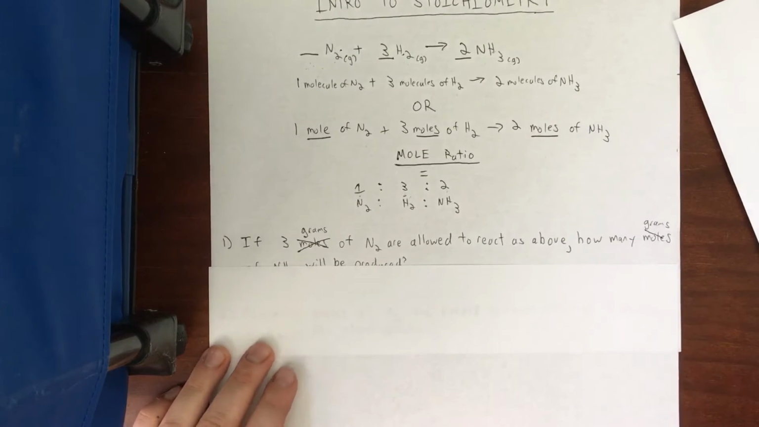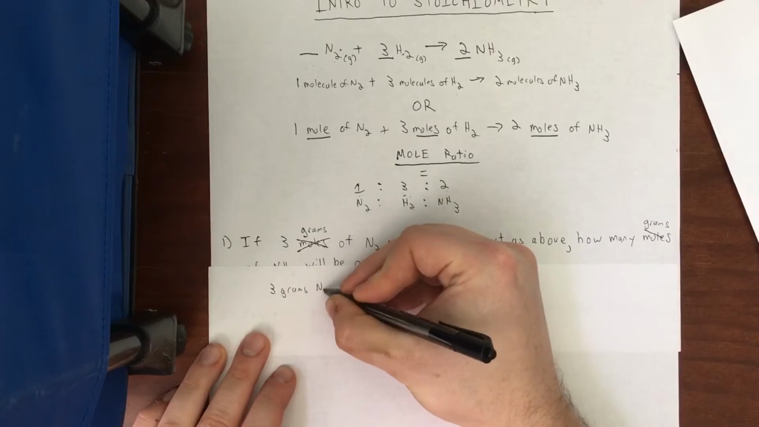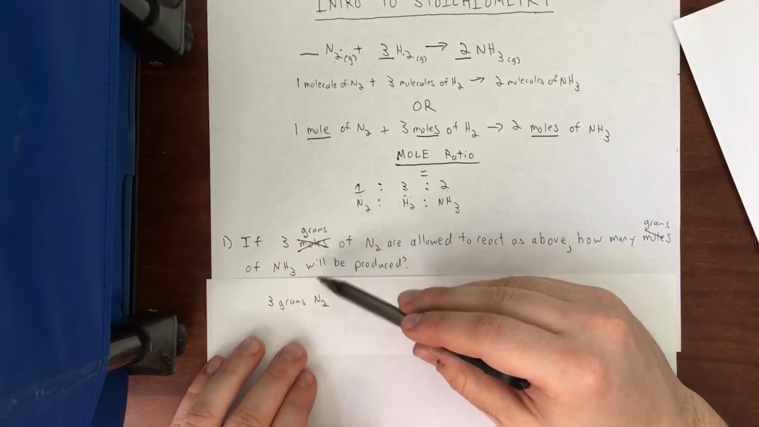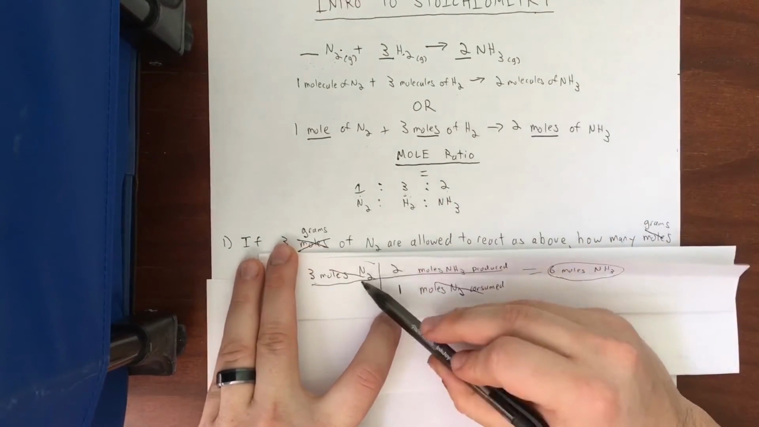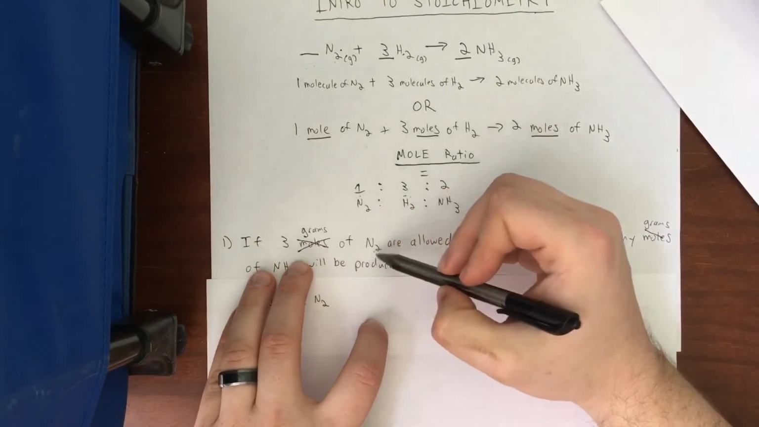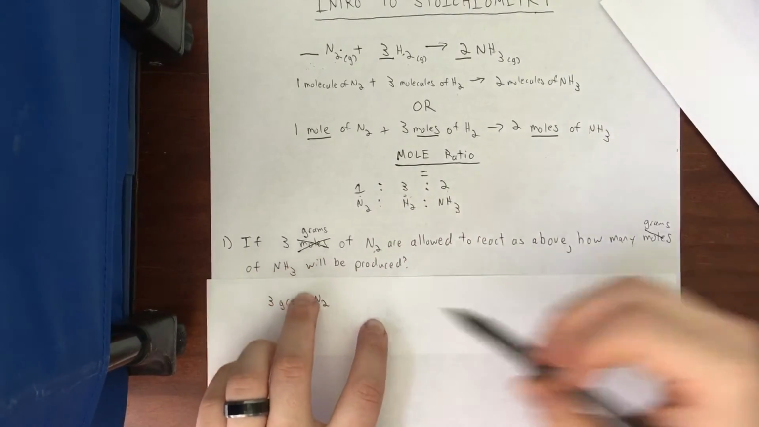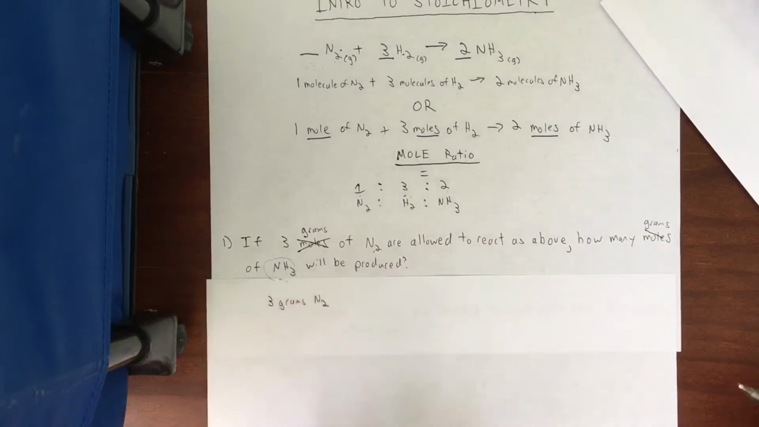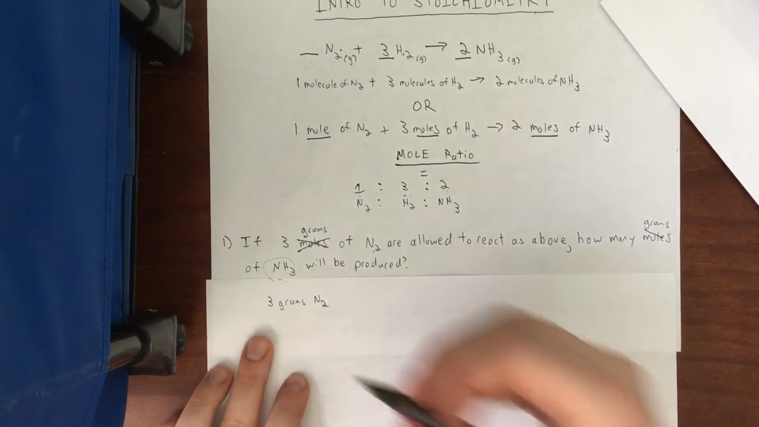So let's see how we would do that. We're starting with 3 grams of N2. We've established that once we get to the mole step, we know how to do this work to get from moles of N2 to moles of NH3. So our goal should be to get from grams of N2 into moles, convert from moles of N2 into moles of NH3, and then convert from moles of NH3 into grams. So we have to get into moles in order to do the stoichiometry work. So let's go through and do that.